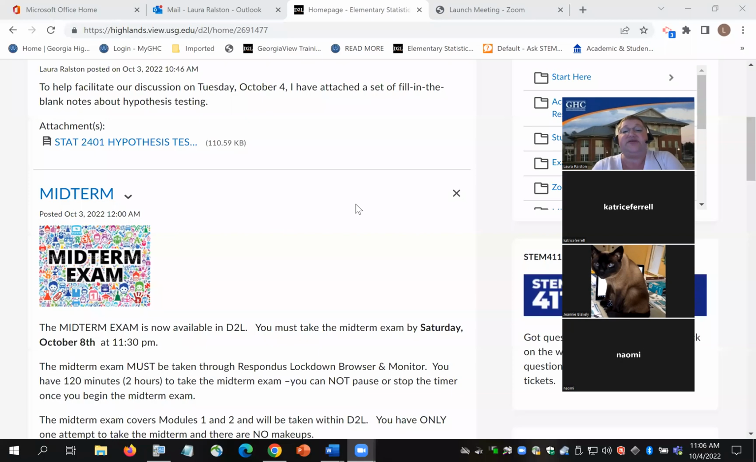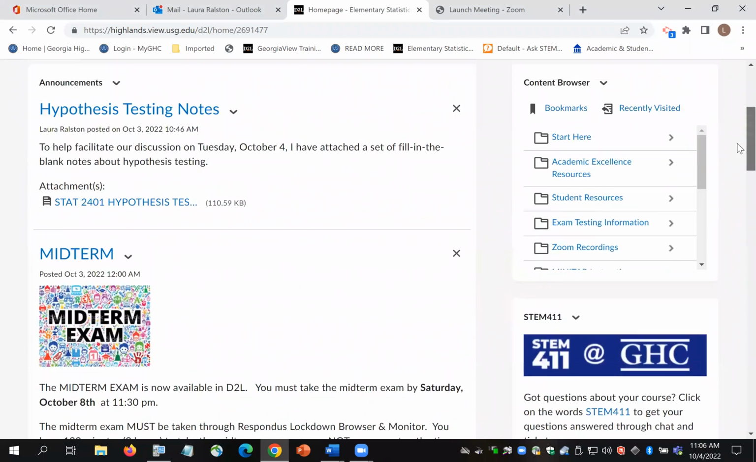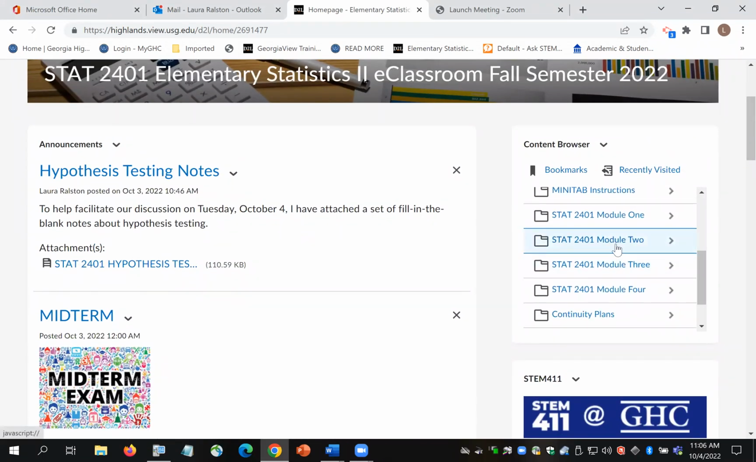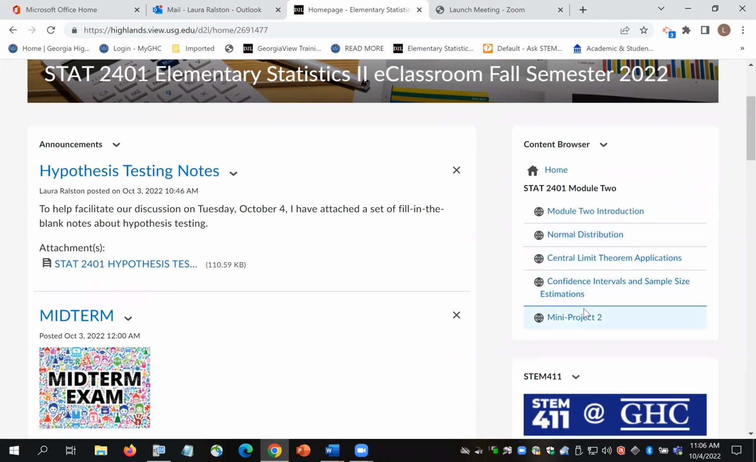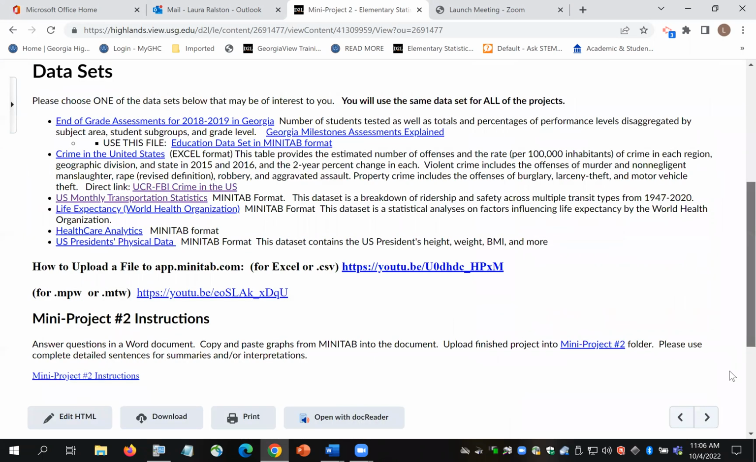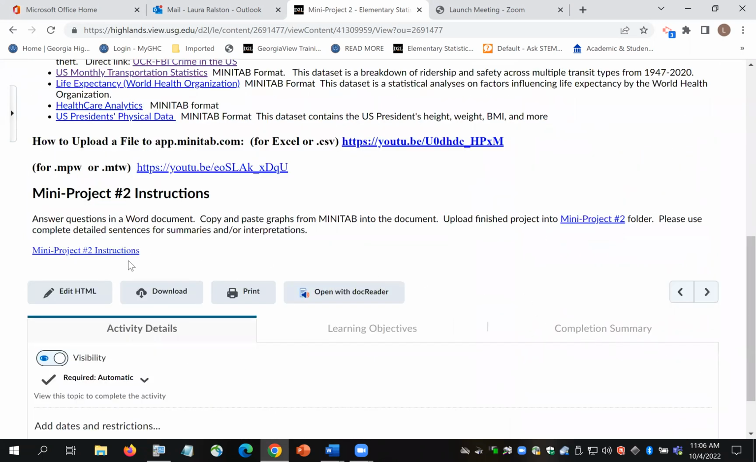and look at it should they need to. And I guess I'm not fully understanding what you're asking. So let me see if I can pull up mini project 2. Do you just not understand the instructions?